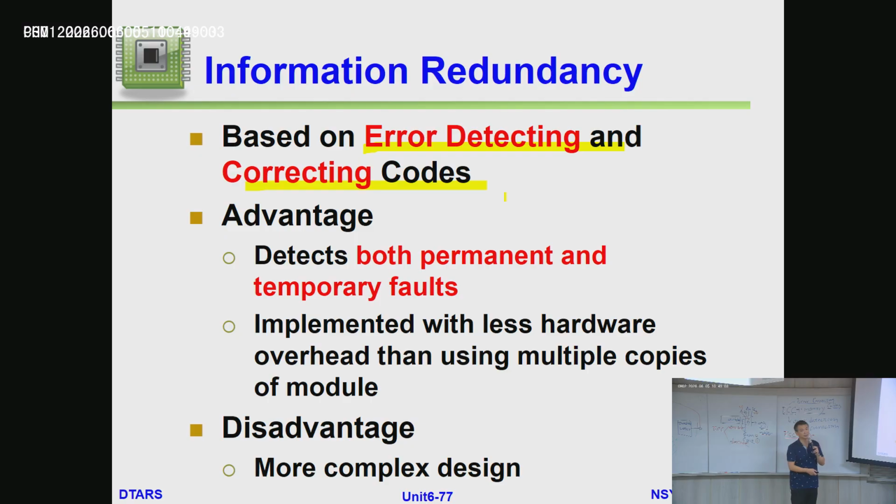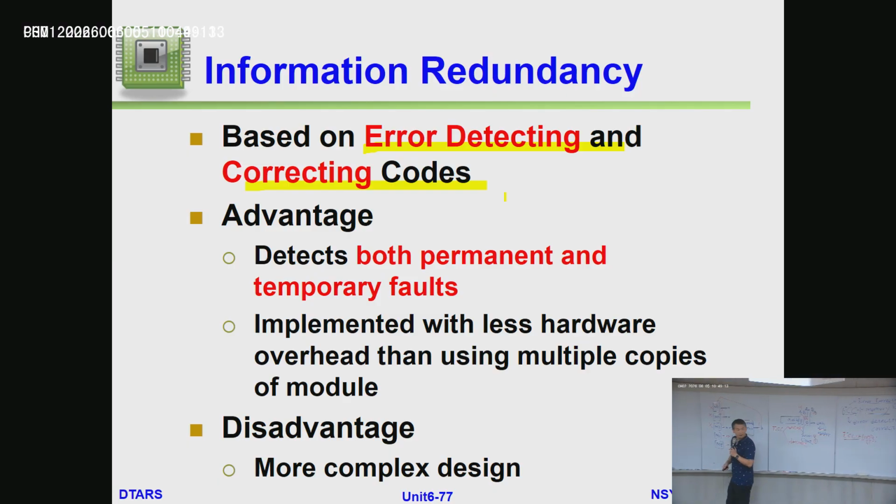So that is the power of this method. We can detect the errors, and we can also correct the errors, but there are also some limitations. Later we will see that. And its hardware overhead will be less than that of the hardware redundancy method. For this ECC, we don't directly copy the whole module. We just add more bits to your signals.